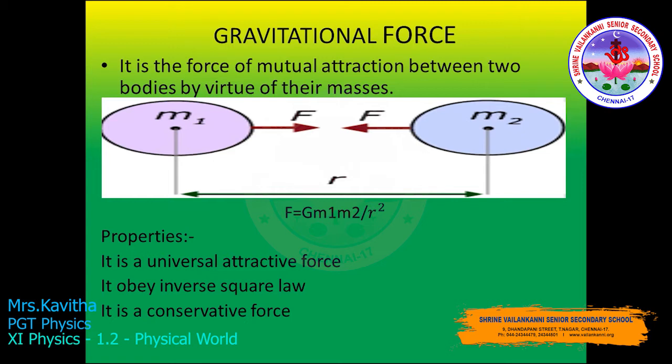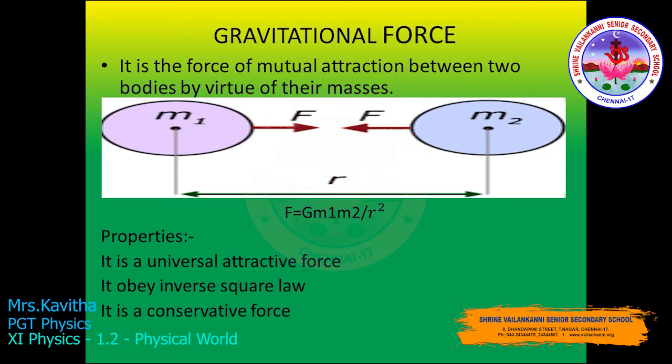According to Newton's law of gravitation, the gravitational attraction between two bodies of masses m1 and m2 separated by distance r: the product of the masses m1 m2 is directly proportional to the force, and the force is inversely proportional to the square of the distance between them. So F equals G m1 m2 by r square. This G is nothing but the universal gravitational constant.